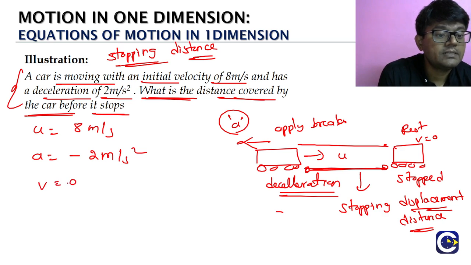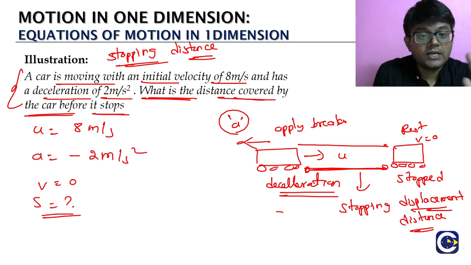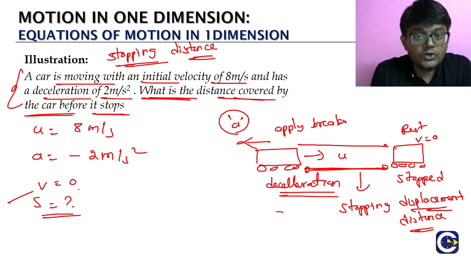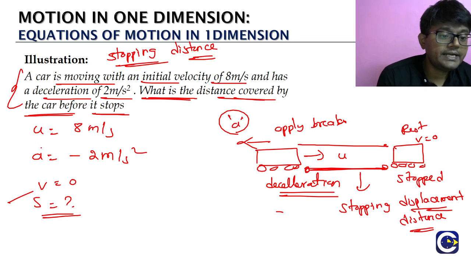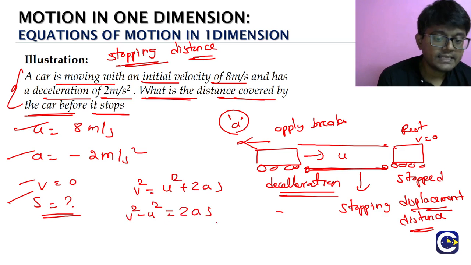What is the stopping condition? Final velocity is 0. In that you have to find the displacement, because since it is not changing the direction of motion, the displacement value we will get is also going to be the distance covered. So look at it: U, A, V and S. What is the equation we have? V square is equal to U square plus 2AS. From here, V square minus U square is equal to 2AS. From here, (V square minus U square) by 2A is equal to S.